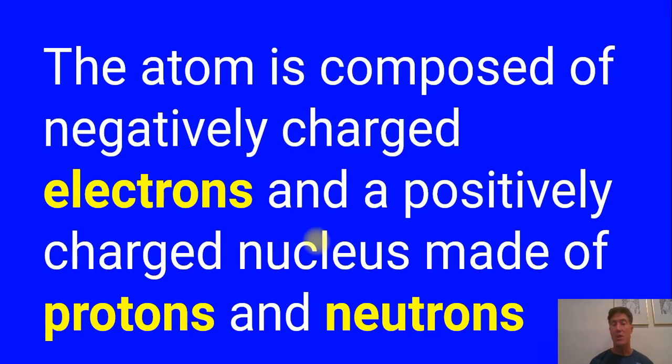Now, quick review, we should know this already from general chemistry. The atom is composed of negatively charged electrons in an orbital cloud surrounding a positively charged nucleus. And the nucleus is very, very small in proportion to the whole size of the atom. And the nucleus is made up of positively charged protons and neutrally charged or non-charged neutrons.